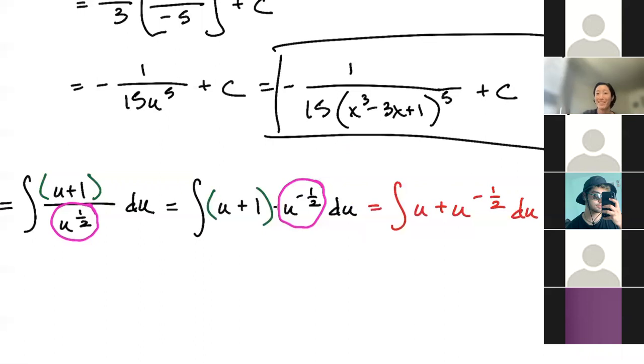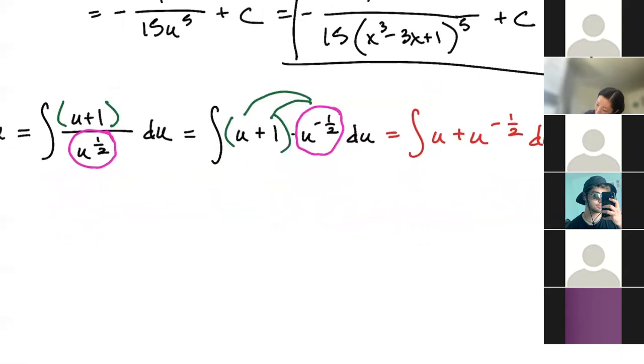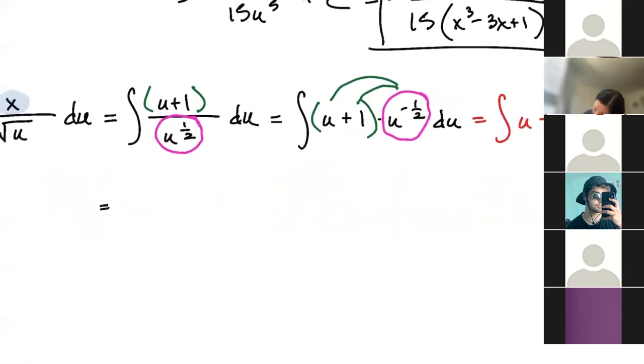The parentheses here are so important, because what I'm seeing on a lot of those mistakes is people are not distributing this correctly, and then their whole answer is wrong. So this is a really good place to pause and make sure you have parentheses where appropriate. If you now distribute, you should get u to the 1/2 plus u to the negative 1/2 du.